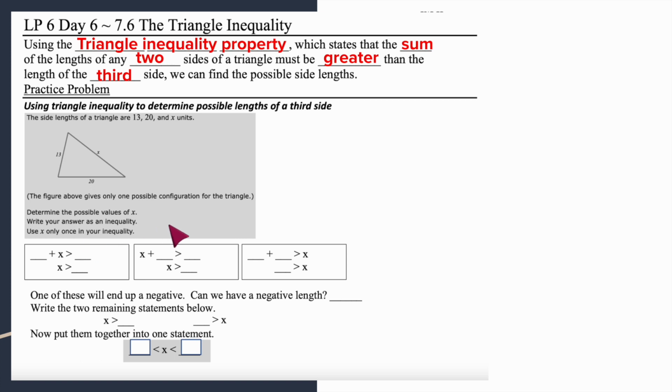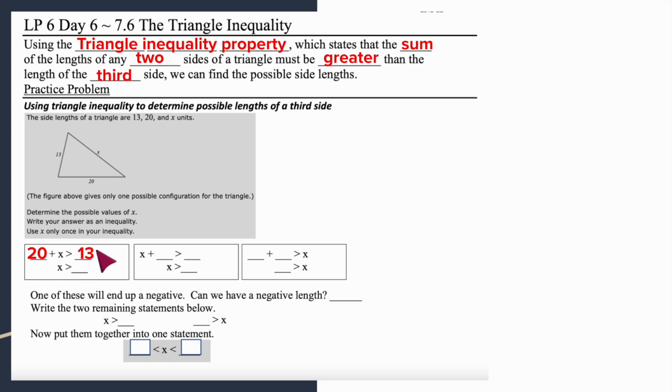So what we're going to do is test this. We're going to take the triangle inequality property and apply it. We're going to add two sides. In this case, I'm starting with 20 and x. So 20 plus x is greater than 13. It has to be greater than 13 in order to be a triangle. Any two sides have to be greater than the third side.